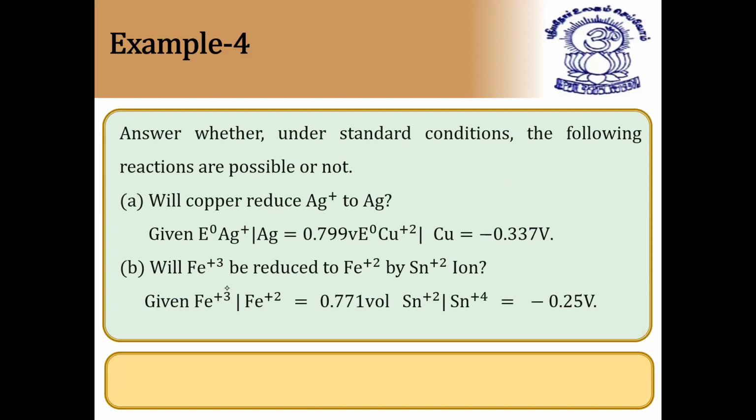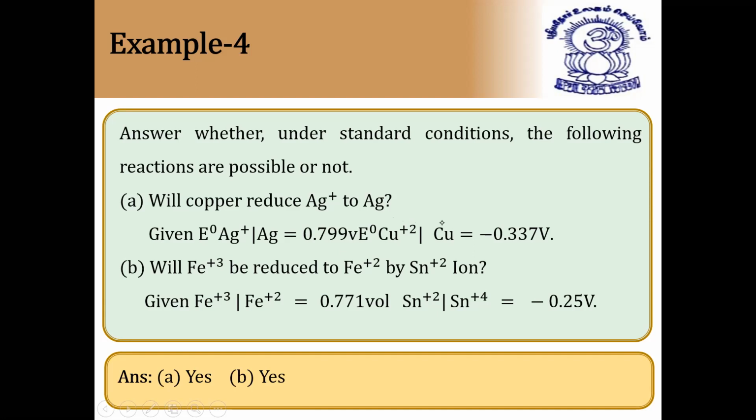And next we have example 4. Answer whether under standard conditions the following reactions are possible or not. Will copper reduce Ag plus to Ag? Already we know, the electrode potential value of copper is negative and silver is positive. So negative one is more. So negative one can displace positive one easily. So copper can reduce silver plus to silver.